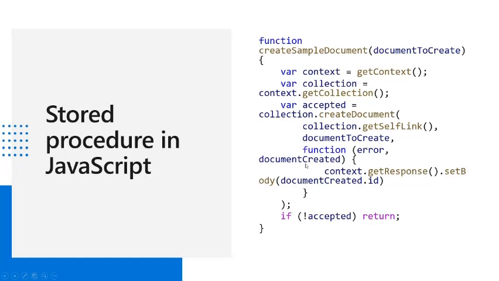And inside the callback, users can either handle the exception or throw an error. In case a callback isn't provided and there is an error, the Azure Cosmos DB runtime throws an error. In the example on the slide, the callback throws an error if the operation fails. Otherwise, it sets the ID of the created document as the body of the response to the client. Here, setBody and document created.id.